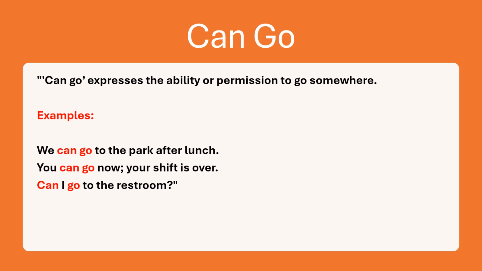Can go. Can go is used to express ability or permission to go somewhere. For example, we can go to the park after lunch. You can go now. Your shift is over. Can I go to the restroom?